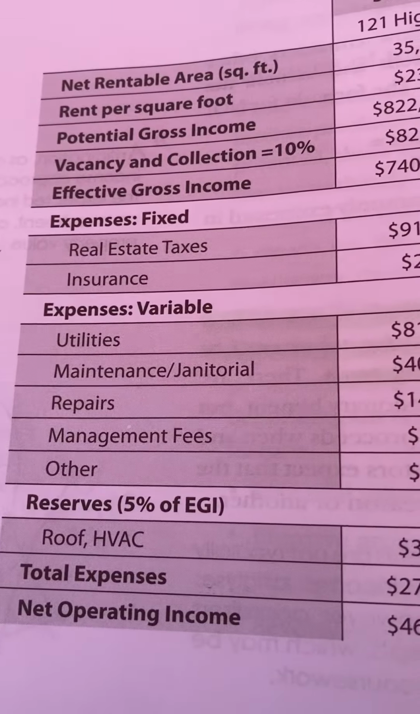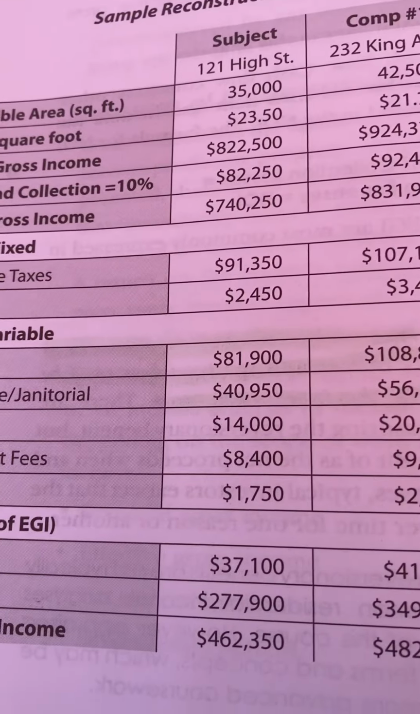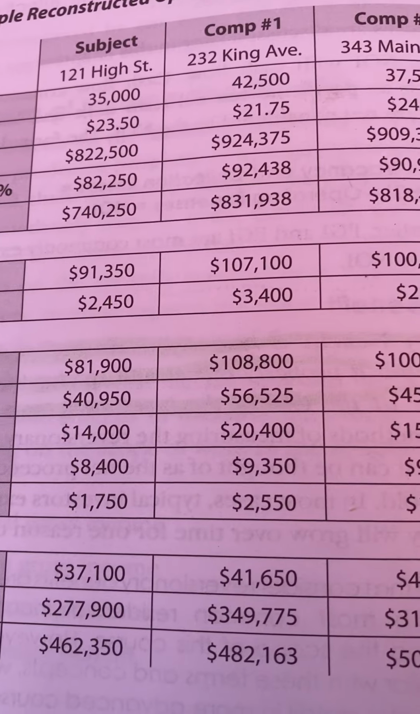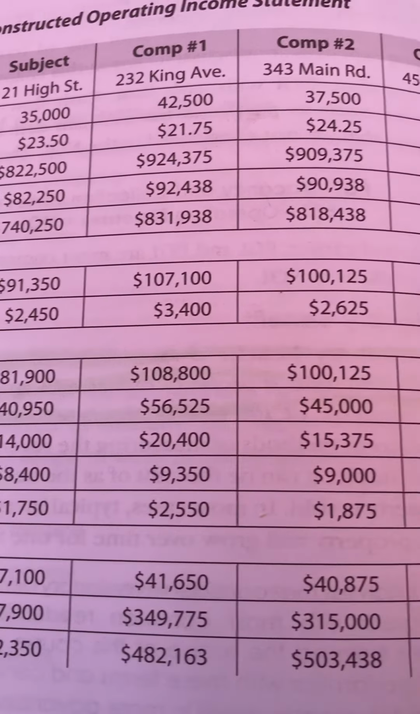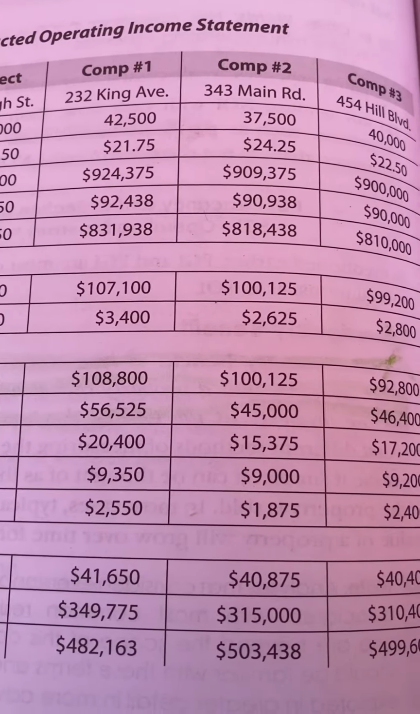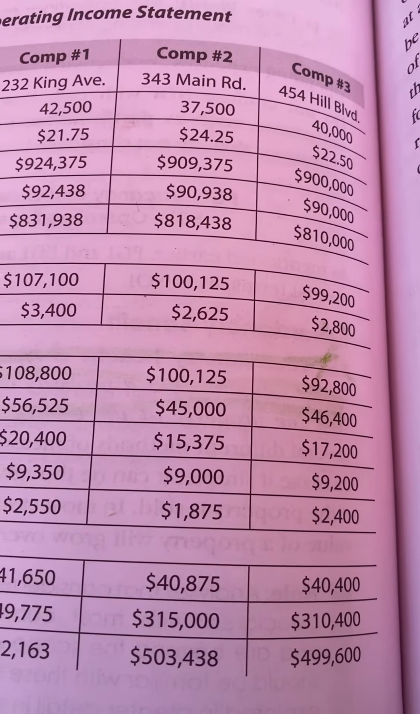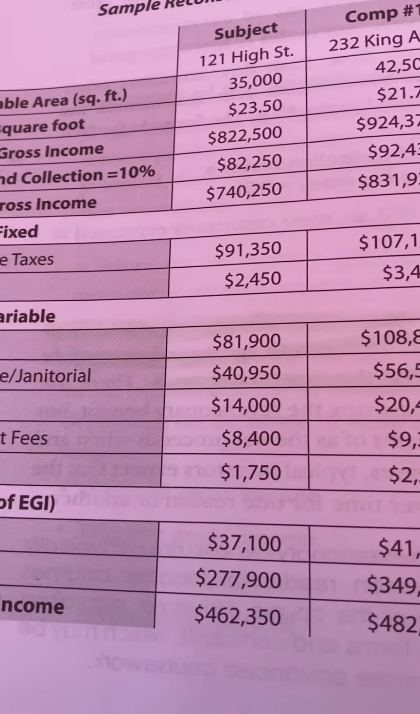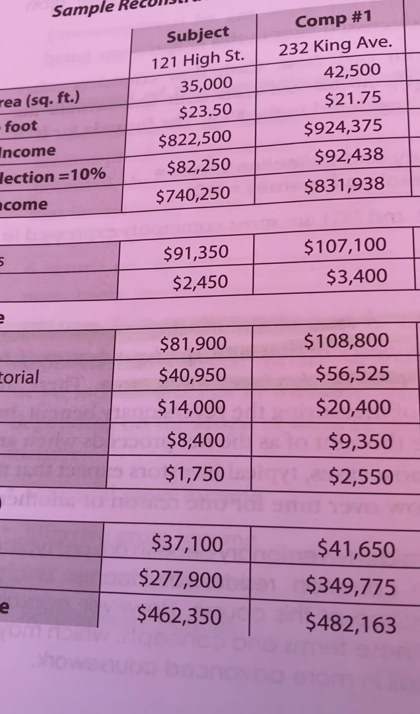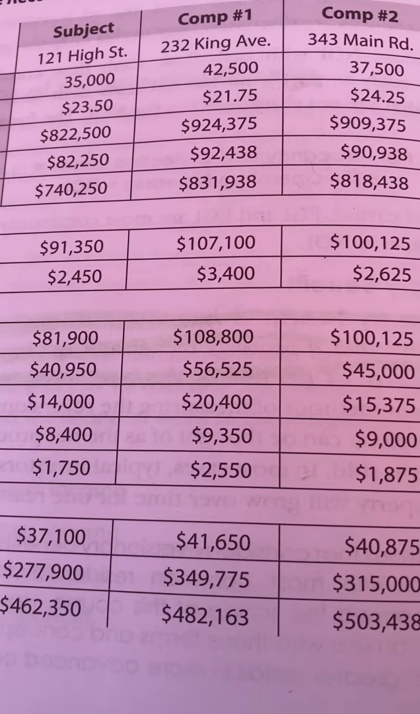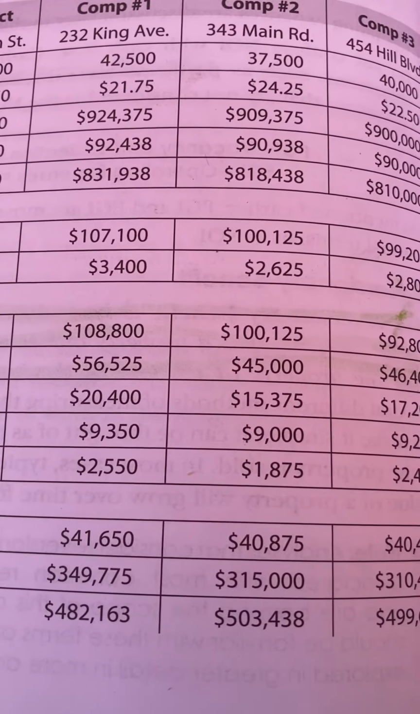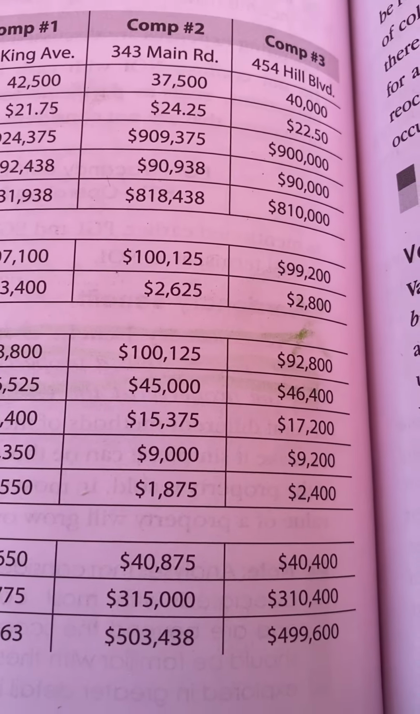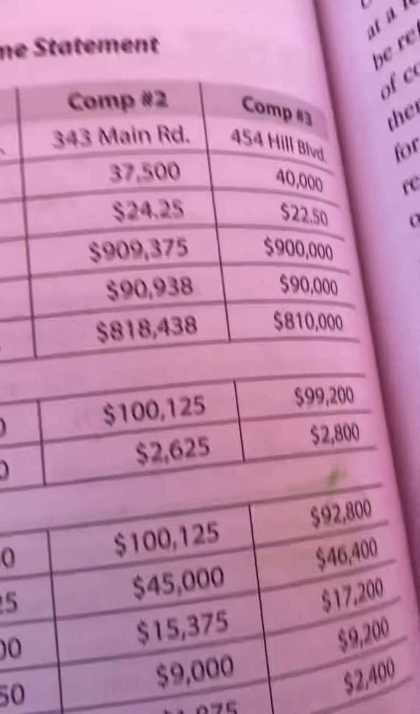The next line is going to be total expenses. Your subject comes to $277,900. Comp 1 comes to $349,775. Comp 2 was $315,000, and comp 3 was $310,400. The last line is going to be net operating income. Your subject is $462,350. Comp 1 was $482,163. Comp 2 was $503,438. And lastly, comp 3 was $499,600.